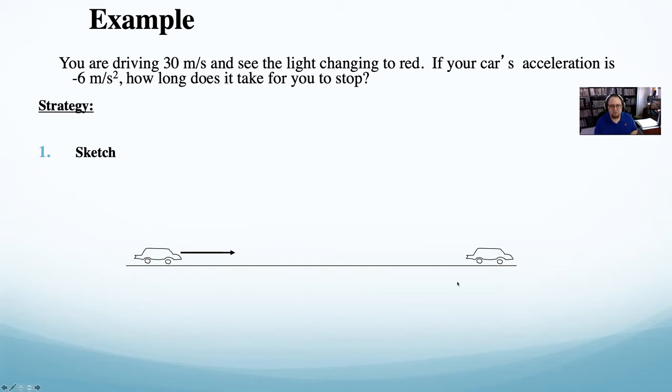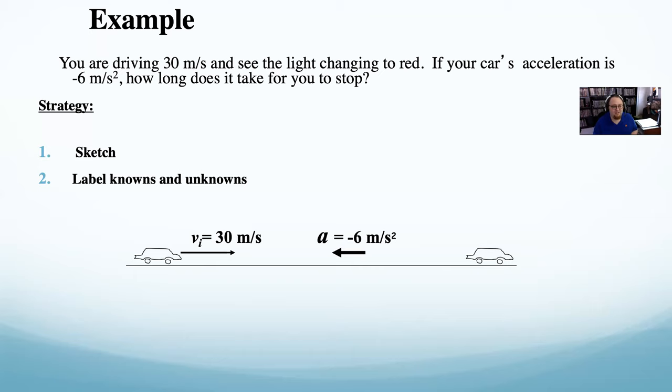Let's look at what we know. I know I have a car that is driving at 30 meters per second and then wants to stop. That means initially the car is moving at 30 meters per second. That's its initial velocity. I say the car has an acceleration of -6 meters per second squared. I know one other thing. Let's see if one of you is willing to speak up. What else do I know?